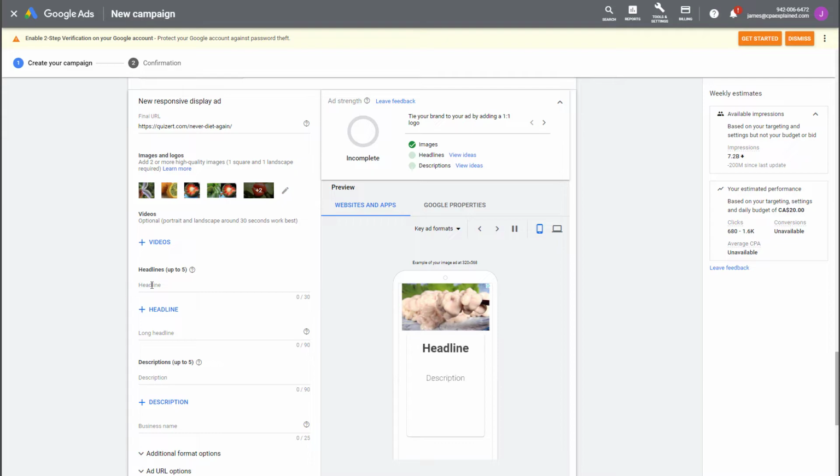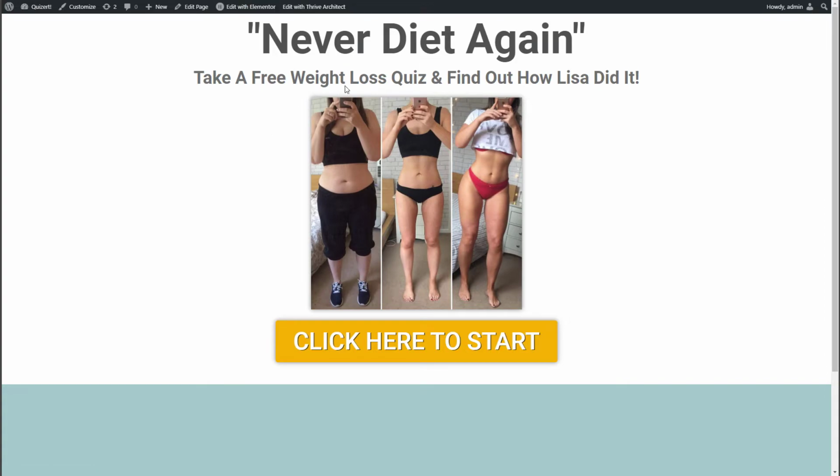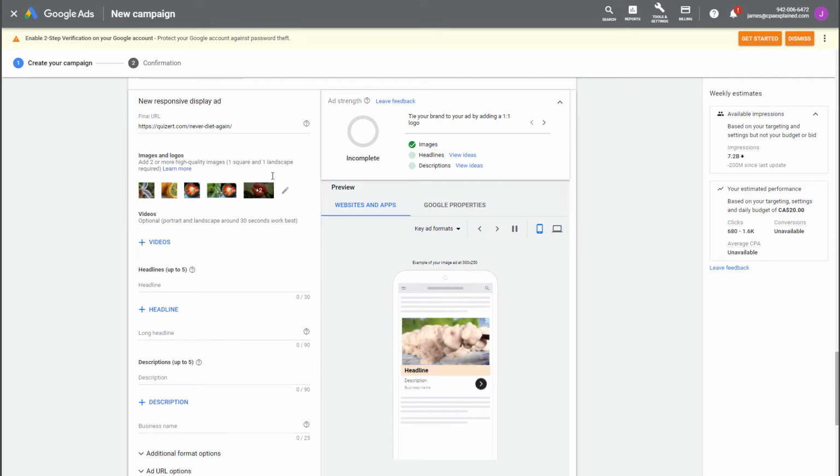Now, again, this is where it really matters. Your headlines need to sync up and match with the landing page. They need to flow. They need to get people clicking on here. They have to be clickable, but they also have to flow. You can't just make up blatant lies and not deliver on the landing page. Like I said, it's going to screw up your bounce rate and you're going to waste money on clicks that aren't going to convert.